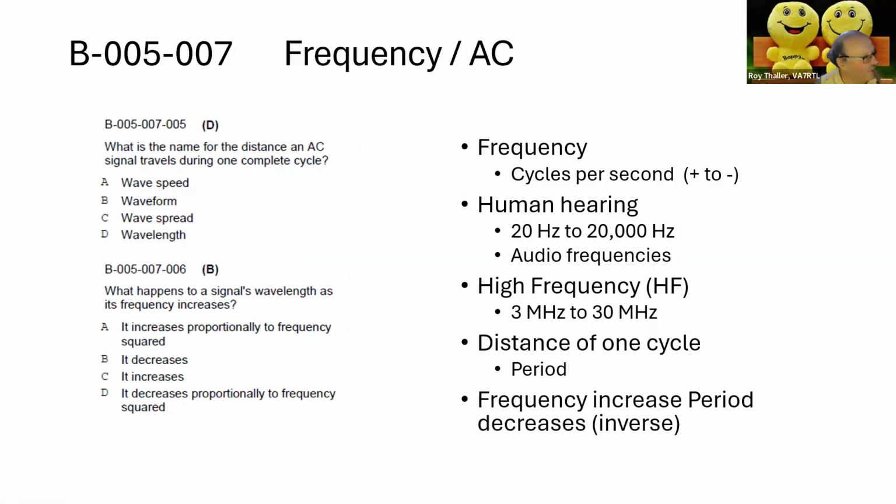What is the name for the distance an AC signal travels during one complete cycle? So that is the wavelength. So D is the correct answer. What happens to the signal's wavelength as the frequency increases? So these are reciprocals of each other. So as the frequency increases, the wavelength decreases. So B is the correct answer.